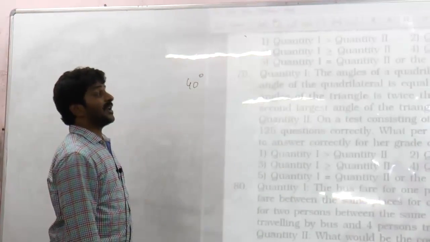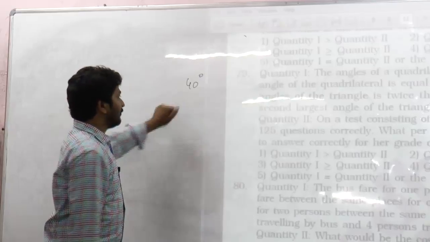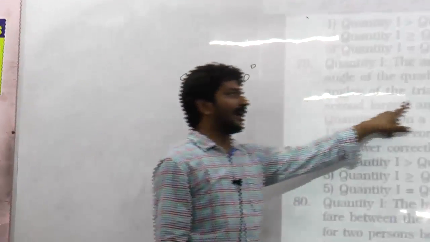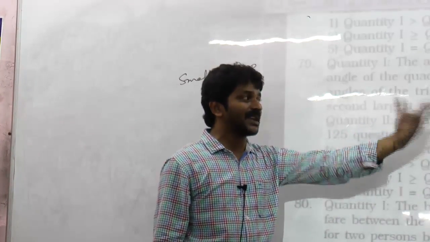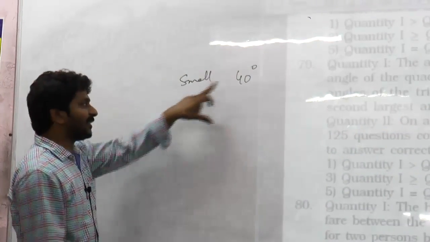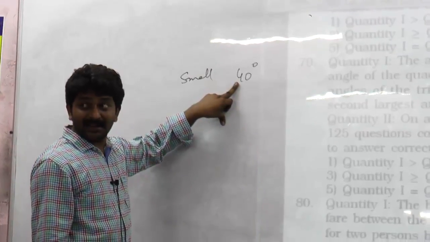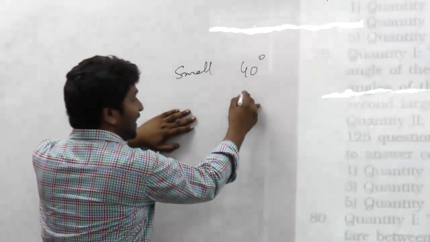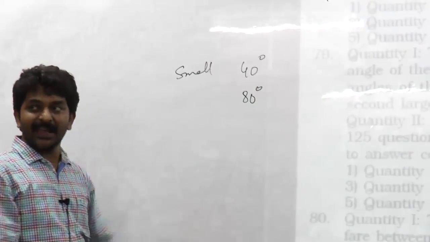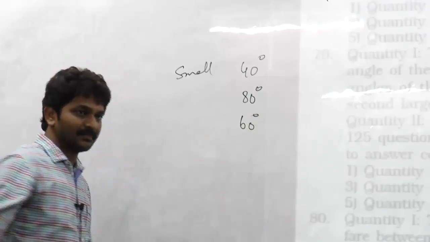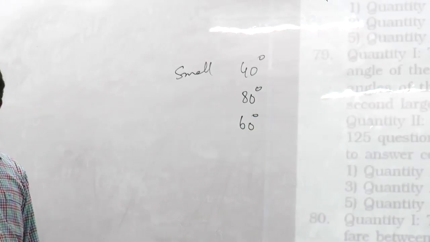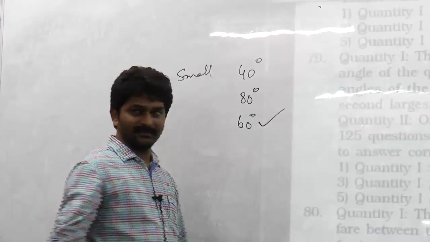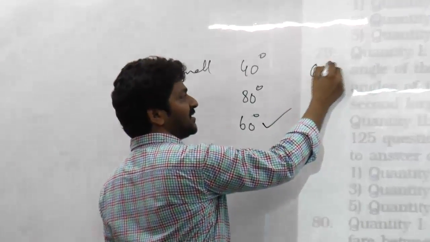Is equal to the smallest angle of the triangle. Okay. For the triangle also this is the smallest angle. One of the angles of the triangle is twice the smallest angle of the triangle. Smallest angle of the triangle is 40 degrees. So one of the angles should be 2 times of this, that is 80 degrees. What is the third angle then? 60 degrees. Sum should be 180 for a triangle. What is the second largest angle? Second largest 60. So quantity 1 is 60 degrees.